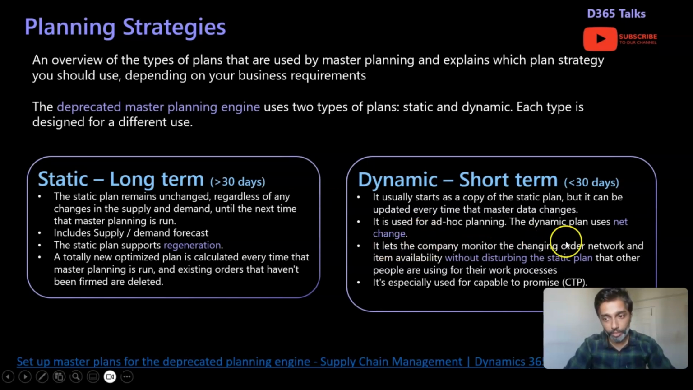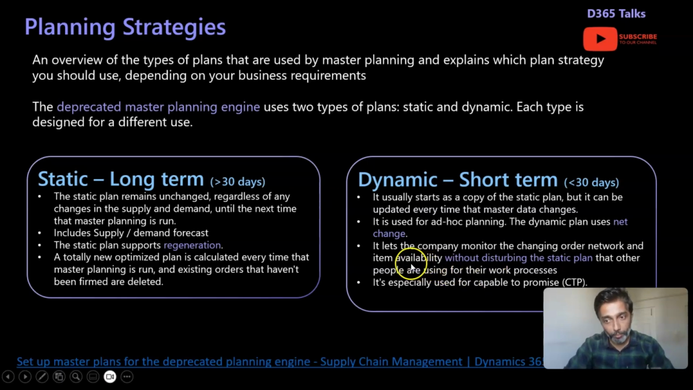It lets the company monitor the changing order network and item availability without disturbing the static plan. Imagine like this: you have a static plan which is running and giving you the long-term demand, and at the same time you have some seasonal requirements coming up in the middle of the overall delivery. So you want to cater to those needs also. In those cases you need to run the dynamic plans.